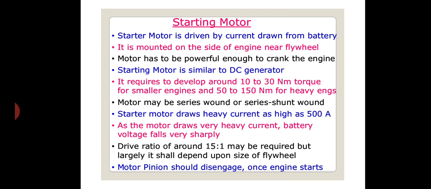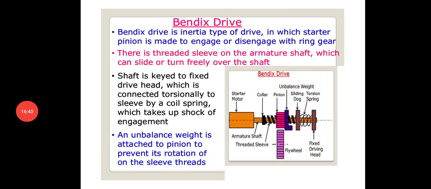The starter motor draws a heavy current of as much as 500 ampere. As the motor draws very heavy current, battery voltage falls very sharply, and a drive ratio of around 15:1 may be required, but largely it shall depend upon the size of the flywheel. The motor pinion should be disengaged once the engine starts.